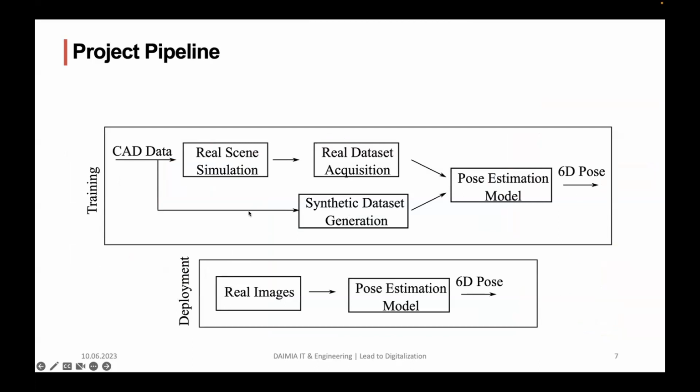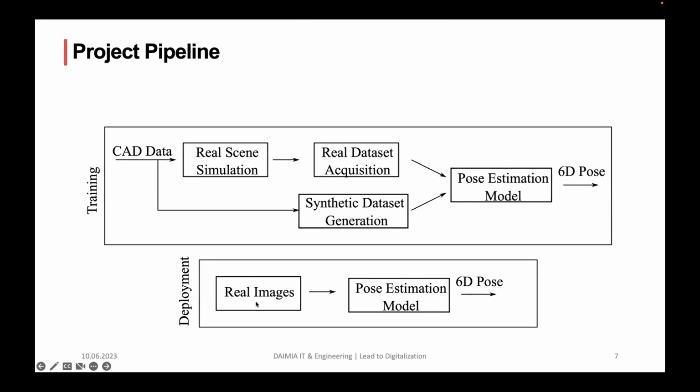So the project pipeline in general is, as I said, we take the CAD models of the objects that we want to estimate the pose of. And then we generate simulation scenes in which we generate the images. Besides that, we also, of course, collect real data to validate our results. And then we train our model with both synthetic data and real data. And then we have our 6D pose estimation model.